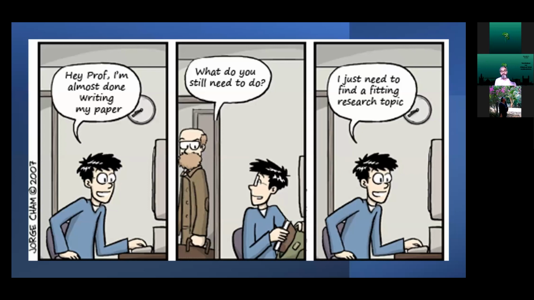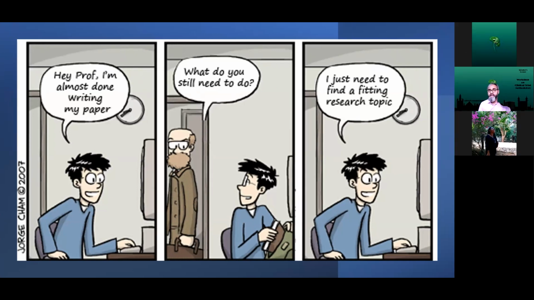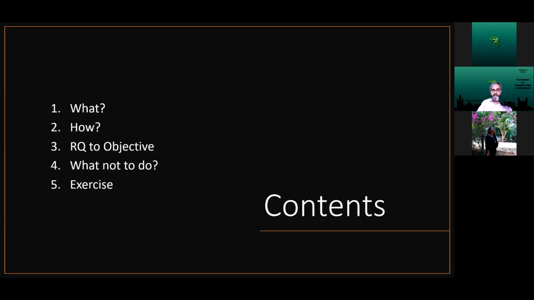So let's start with how we do research all over the world. This is a famous cartoon that appears in PhD Comics, where people write the paper and then fit it into a research topic. And this is something that we actually do in principle.